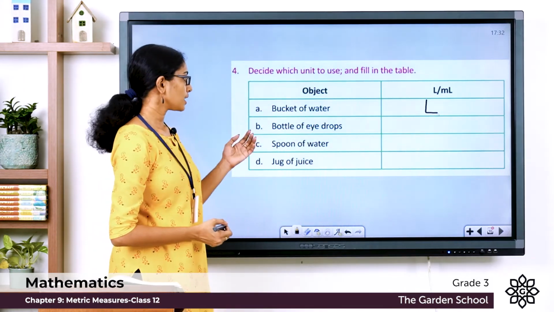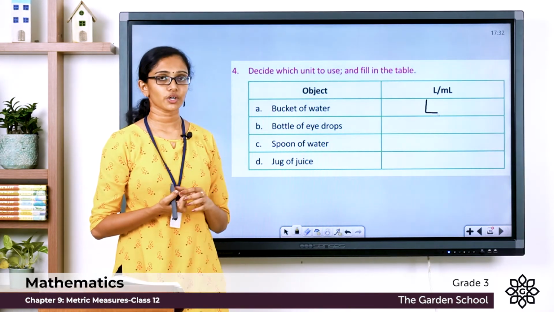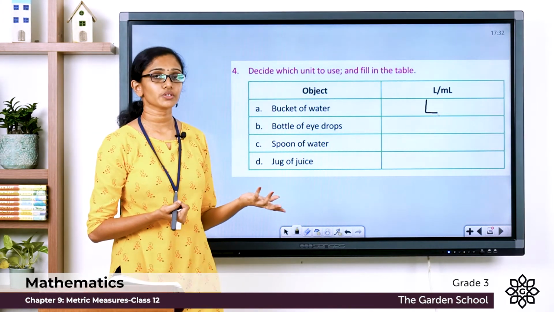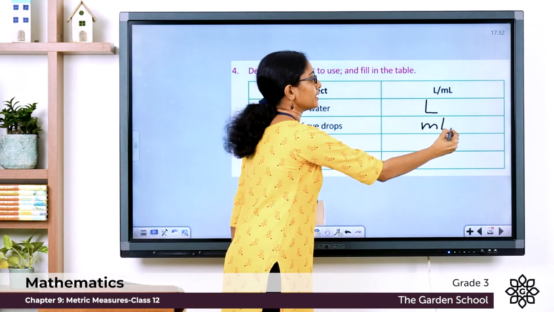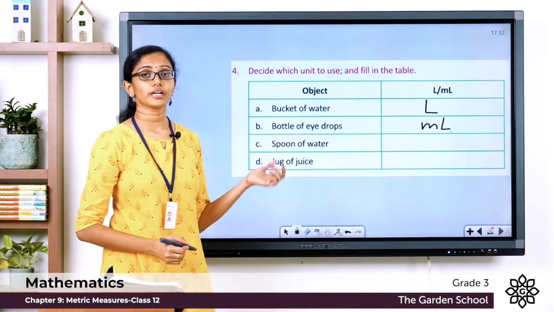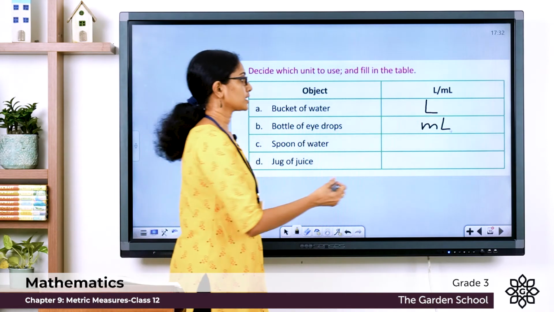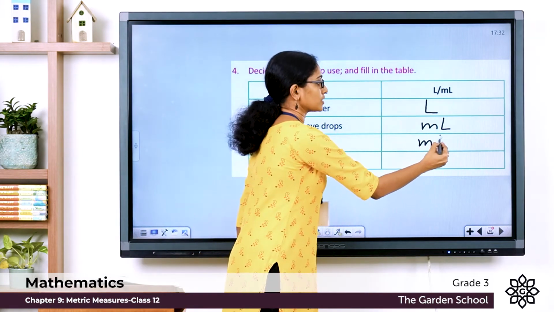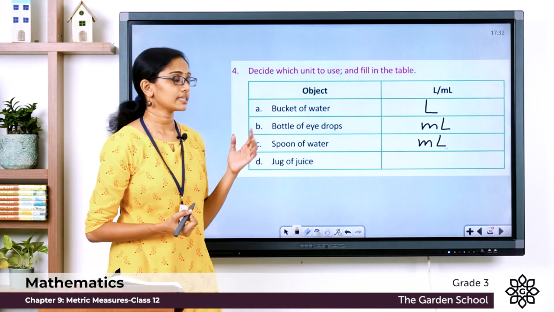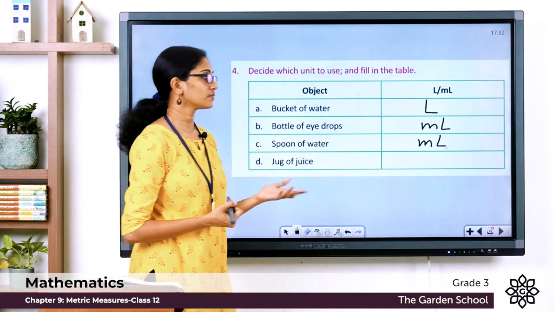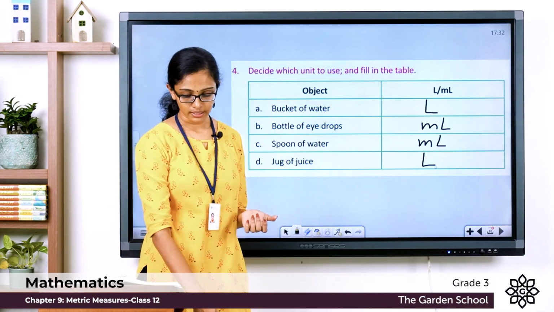Now the next one, a bottle of eye drops. You might have seen small bottles of eye drops in your home. And how can we measure that? We can measure a bottle of eye drops in terms of milliliters. Now the next one, a spoon of water. A spoon of water can be measured in terms of milliliters. Now, a jug of juice, and that can be measured in terms of liters.